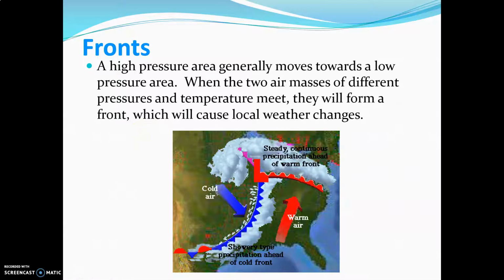A front, as you see here: a high pressure area generally moves towards a low pressure area. When the two air masses of different pressures and temperatures meet, they will form a front, which will cause local weather changes. Here we have a cold front coming in. There's a warm front here. We get steady, continuous precipitation ahead of a warm front. With a cold front, we get precipitation ahead of a cold front.